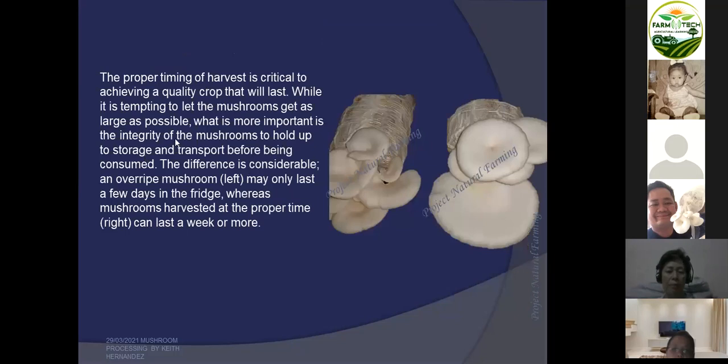Now, the proper timing. Kailan ba dapat tayo mag-harvest? It is critical to achieve a quality crop that will last. While it is tempting to let the mushroom get as large as possible, no? What is important is the integrity of the mushroom to hold up to storage and transport before consumed. So I usually suggest po umbrella pa lang sila. Yung curve pa lang, no? Wag po yung talagang umangat na.